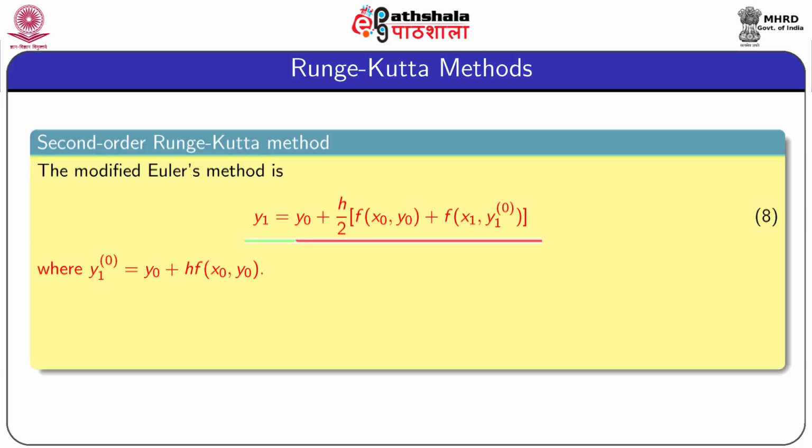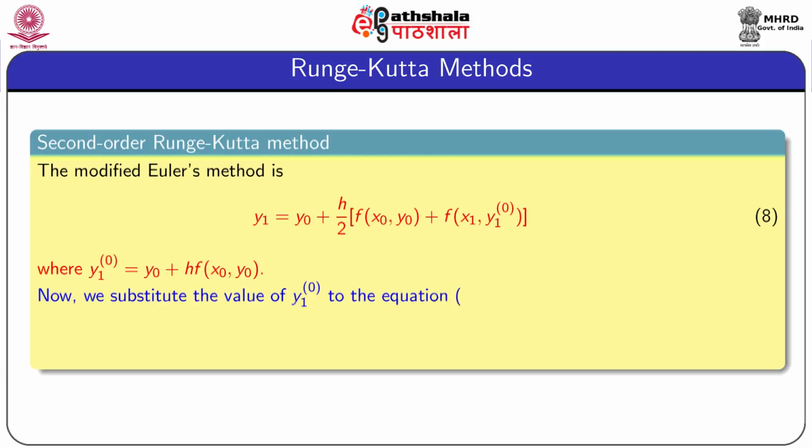y1 equal to y0 plus h by 2 into f of x0 comma y0 plus f of x1 comma y1 0, where y1 0 is given by Euler's formula. Now we substitute the value of y1 0 into equation 8, and we obtain this expression. Note that the last term is replaced by f of x0 plus h comma y0 plus h into f of x0 comma y0.